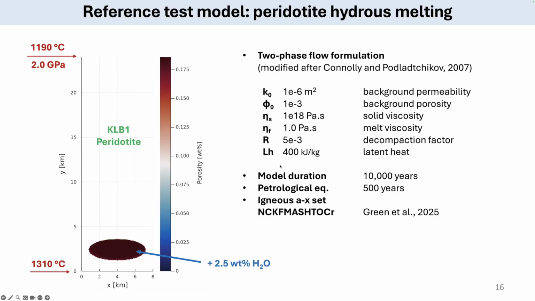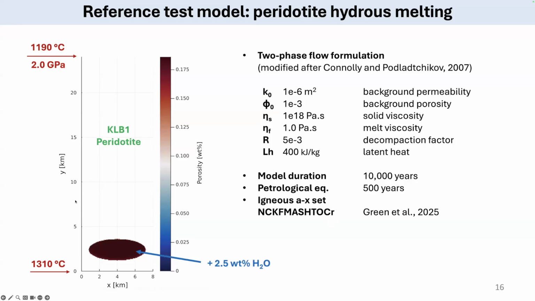So here for this test model, we have a model duration of 10,000 years, and we have a petrological equilibration time of 500 years. In terms of thermodynamic database, here I'm using the igneous activity composition set of Green et al. 2025 with the full oxide composition.